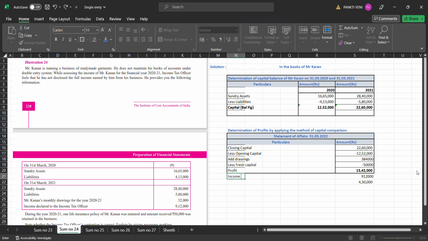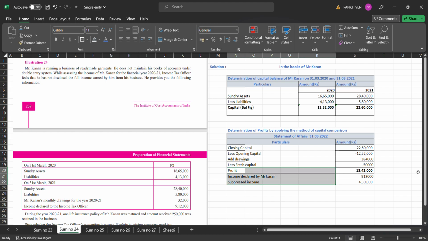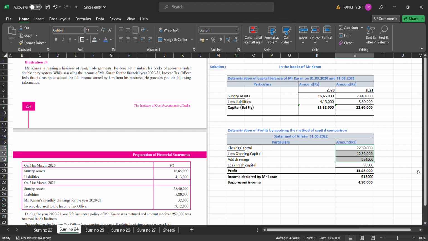He is declaring income declared by Mr. Karan, and we have suppressed income. Okay. Please complete this much.